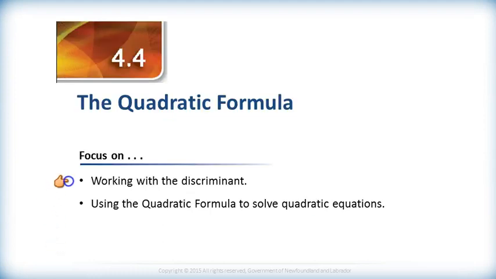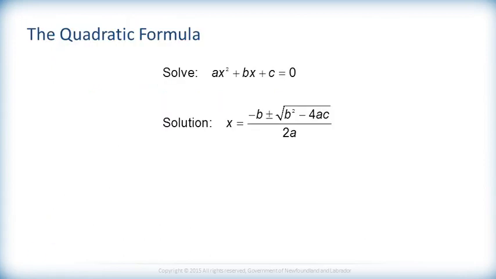We'll be working with the discriminant and using the quadratic formula to solve quadratic equations. Recall the quadratic formula. Given a quadratic equation in the form ax squared plus bx plus c equals 0, the solutions to that equation are x equals negative b plus or minus the square root of b squared minus 4ac all over 2a. And don't forget that the part underneath that root sign is called the discriminant. It can be used to tell us how many roots we have and whether those roots are real or non-real.